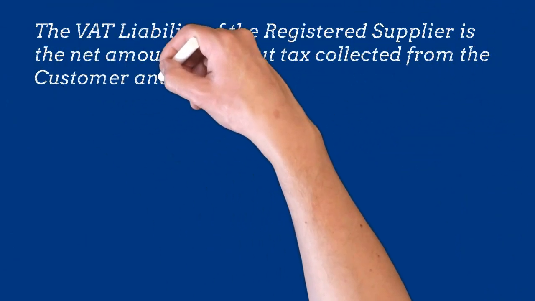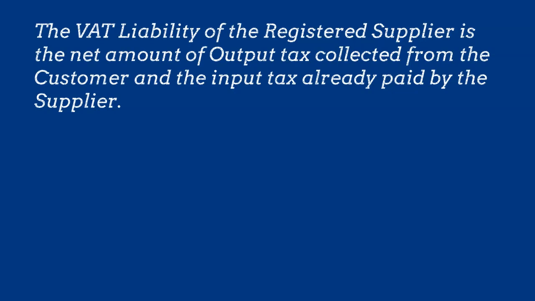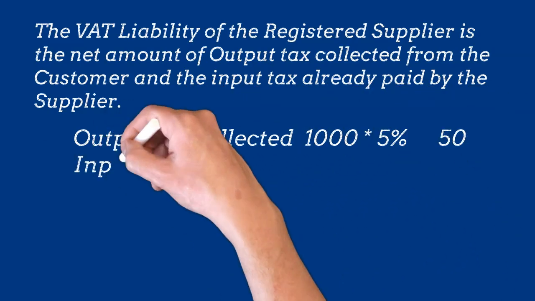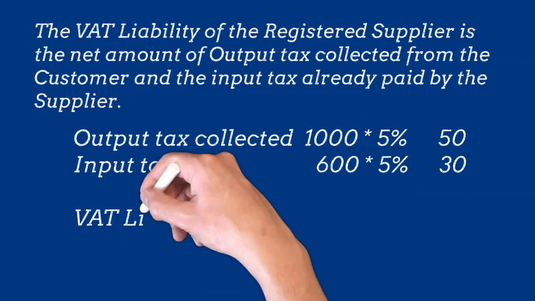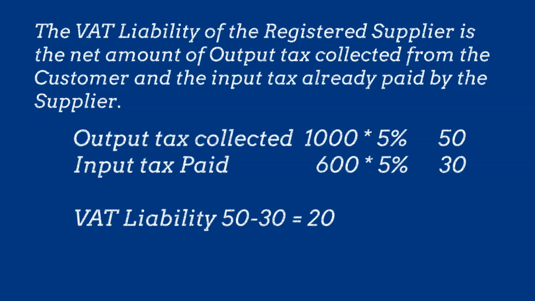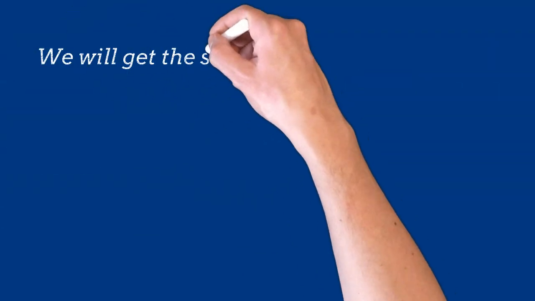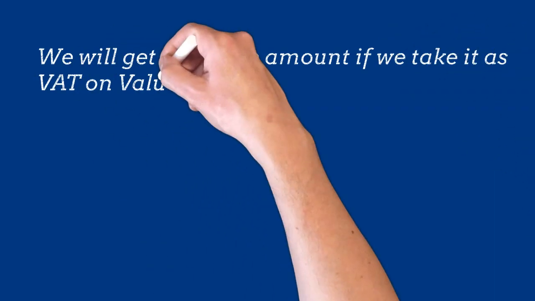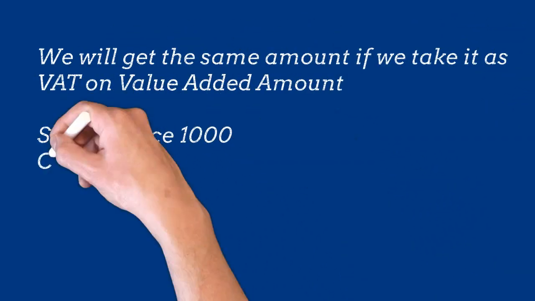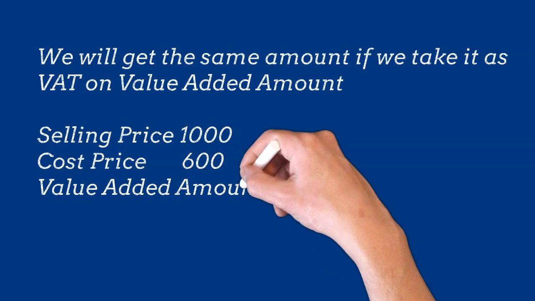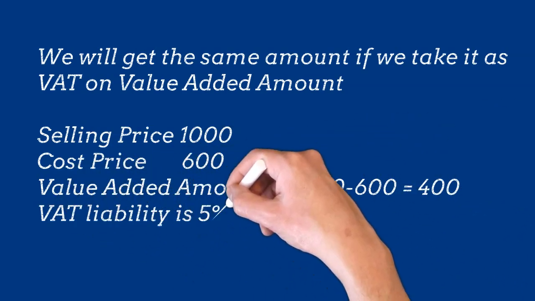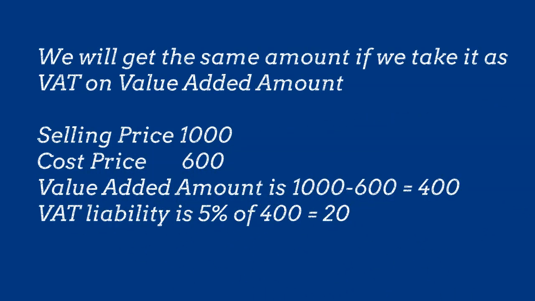The VAT liability of a registered supplier is the net amount of output tax collected from the customer and the input tax paid by the supplier. That is, output tax collected minus the input tax paid. In our example, it is 50 minus 30, 20. 20 is the VAT liability of the supplier. The VAT liability is the same as the VAT on value added amount, that is sale value 1000 minus the purchase cost of 600, which comes to 400, and 5% of 400 is 20.